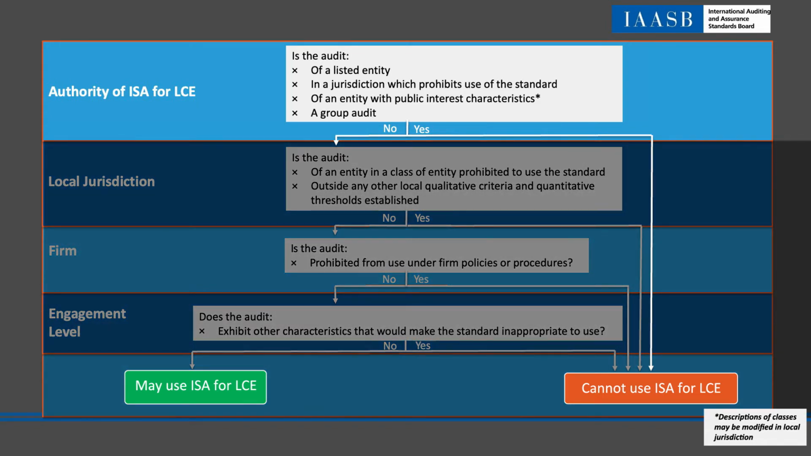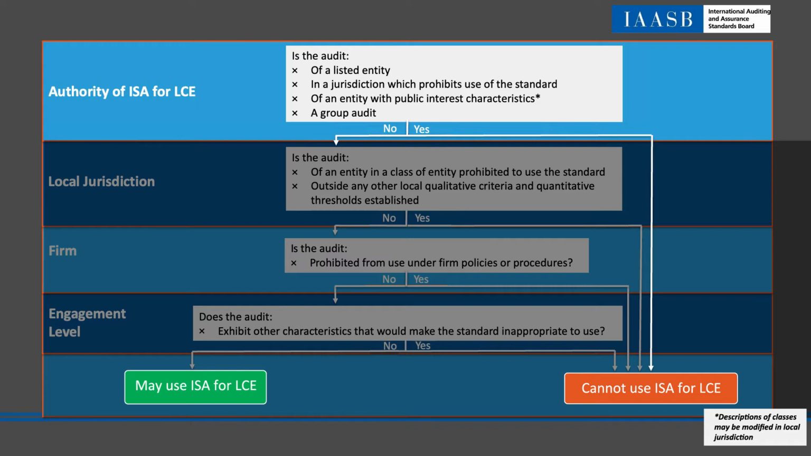Firstly, the standard is prohibited from being used under any circumstances for certain types of entities. In the authority, these are set out as specific prohibitions, and it's currently proposed that the standard cannot be used for audits of listed entities, for group audits, or for entities with public interest characteristics. The category entities with public interest characteristics can, however, be modified by jurisdictions according to their own circumstances, and the authority and the supplemental guide explain when this may be appropriate. The other two categories, audits of listed entities and group audits, were always prohibitions and cannot be modified.